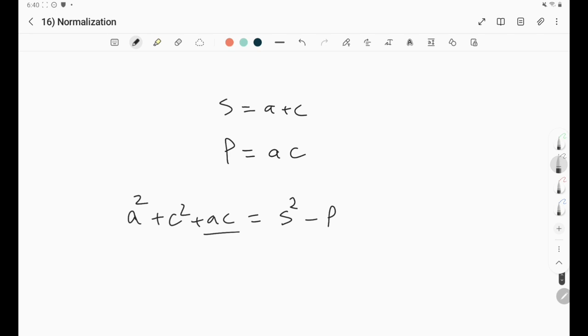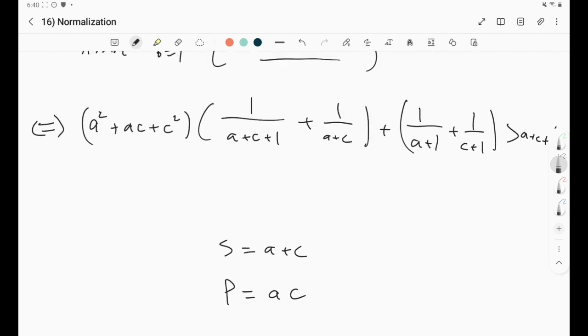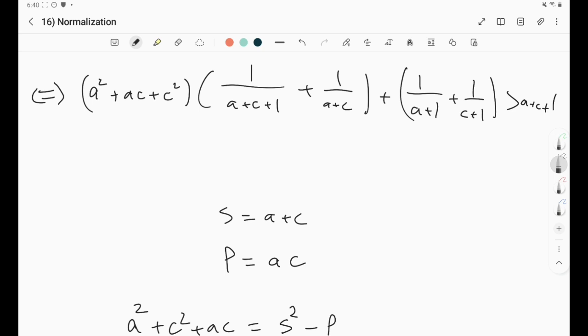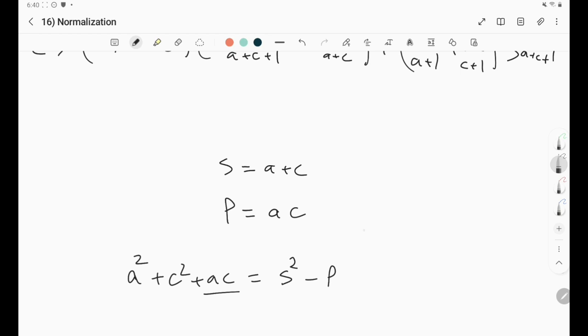Working with S and P is nicer than working with A and C. Actually here, clearly it's nicer because look, this thing is S. This thing here is S. This thing here you can play with it, and this thing here is already S plus 1. So yeah, probably we should be working with S and P. That will be nicer.